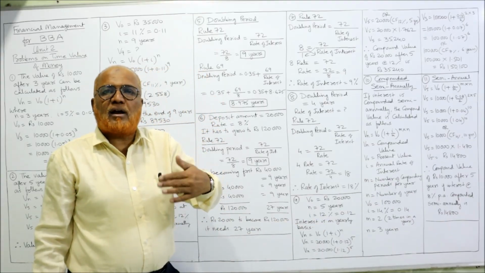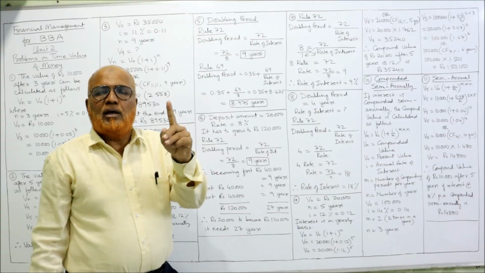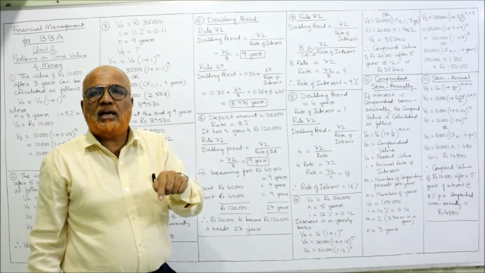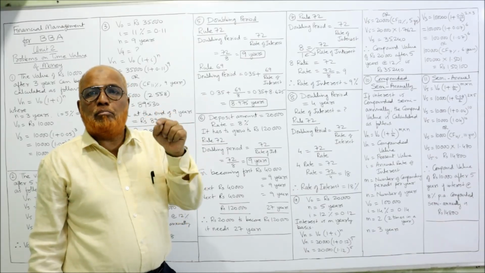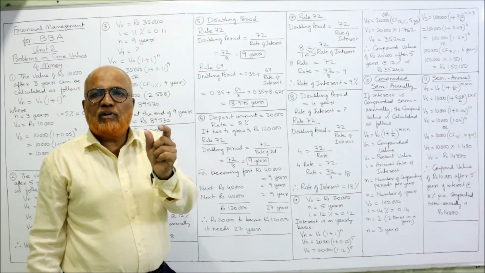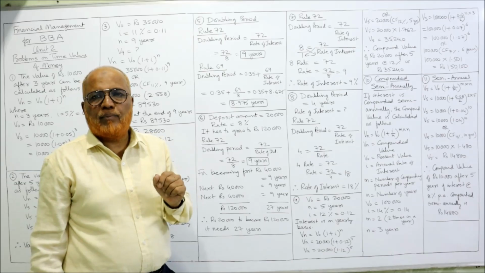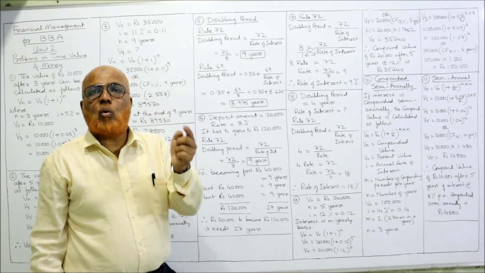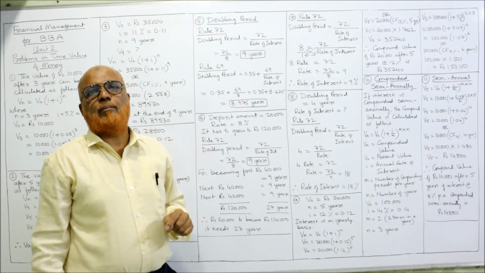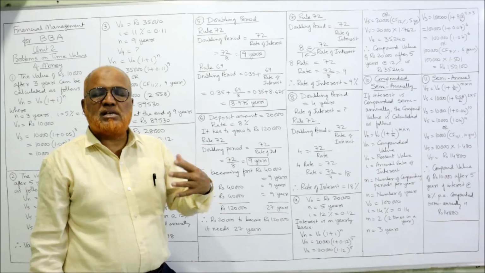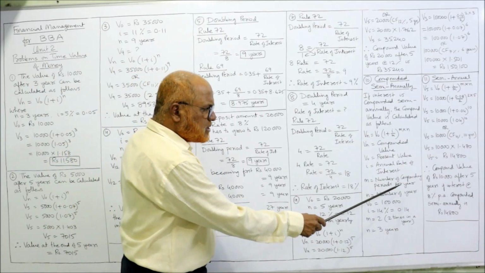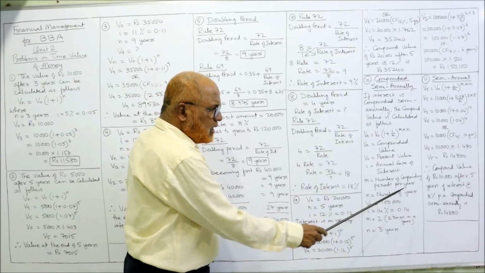How many times are we compounding in 1 year? If it is semi-annual, then 2 times. If it is quarterly, in 1 year, 4 times. If it is monthly, it will be 12 times in a year. So m will be 2 if semi-annual, m will be 4 if quarterly compounded, m will be 12 if monthly compounded. So we have to see whether it is semi-annual, quarterly or monthly. M is the number of compounding periods per year. N is equal to number of years.